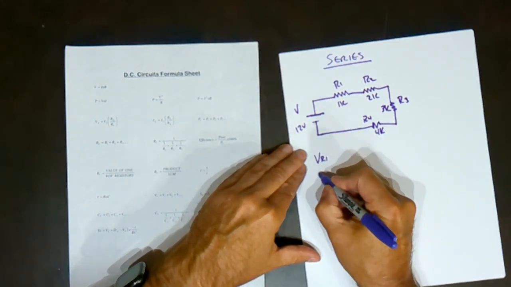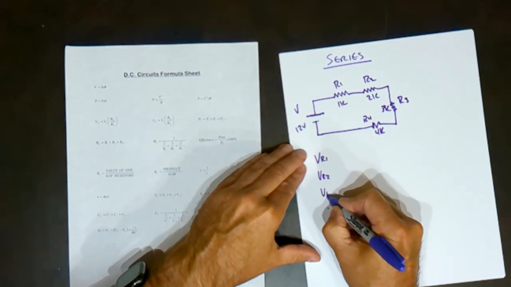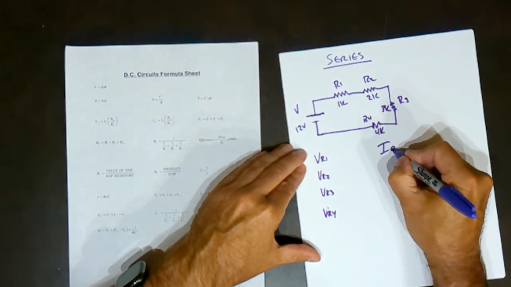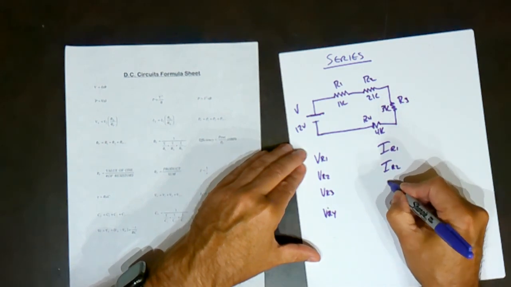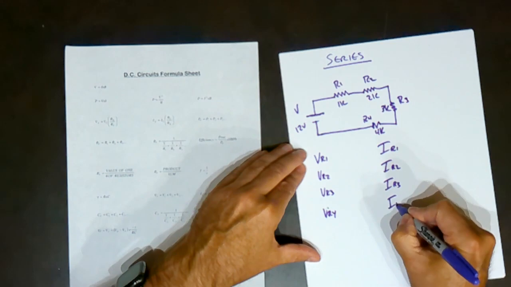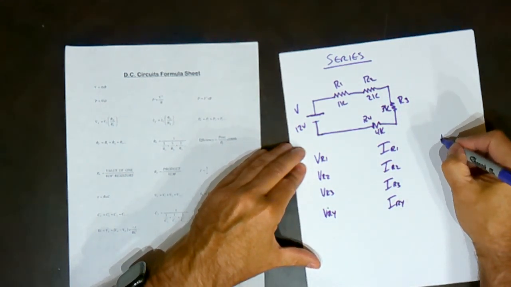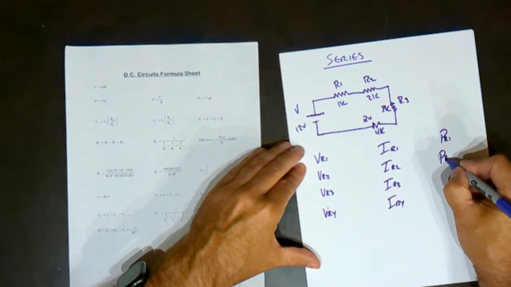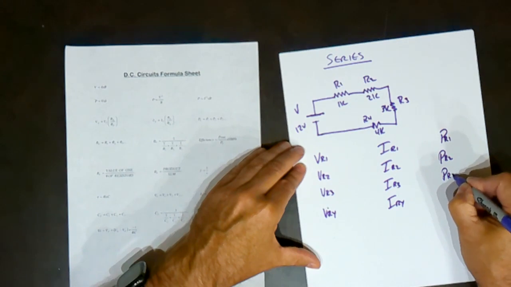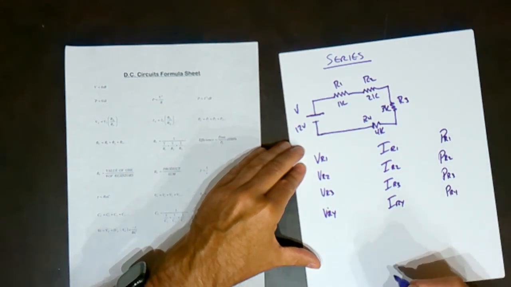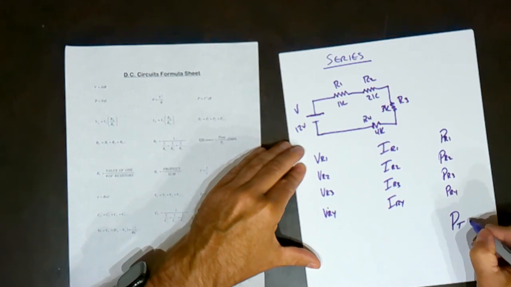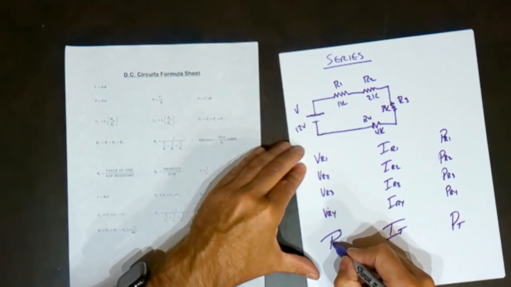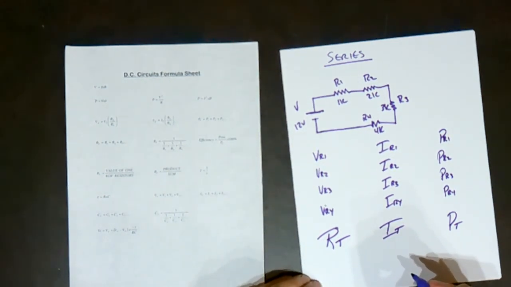So the voltage across R1, R2, R3, and R4. Then we're going to get the current through R1, R2, R3, and R4. And then we're going to do our powers: power dissipation of R1, R2, R3 and R4. We're also going to get total power. We're going to find total current and total resistance.